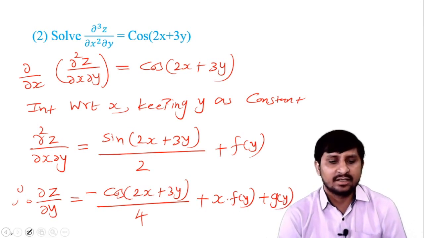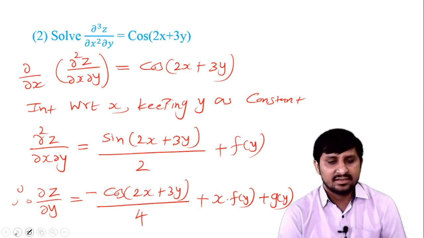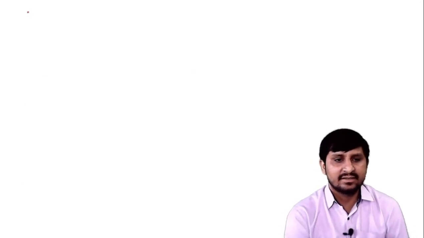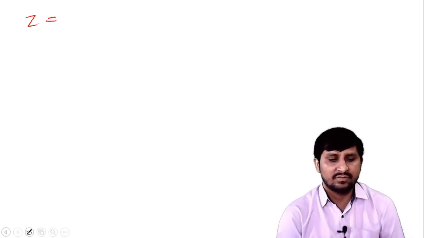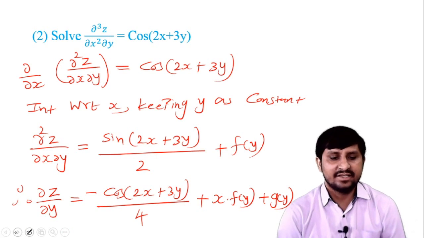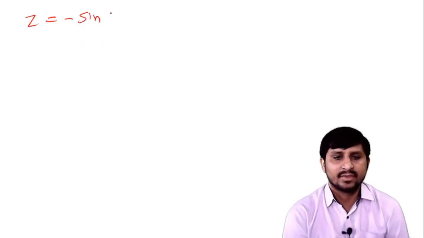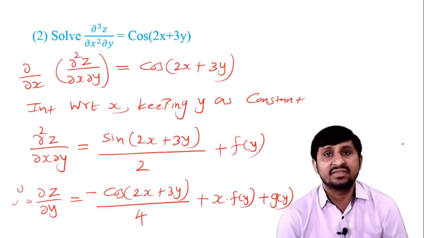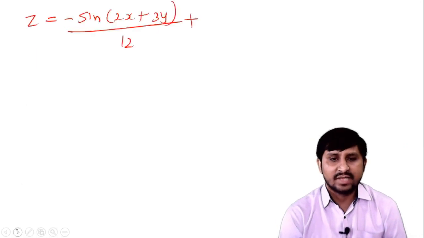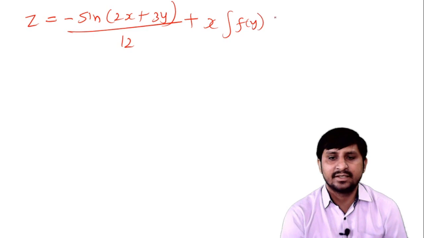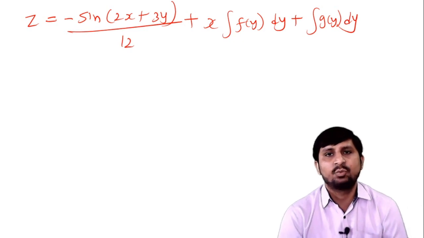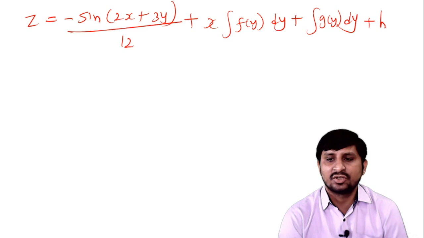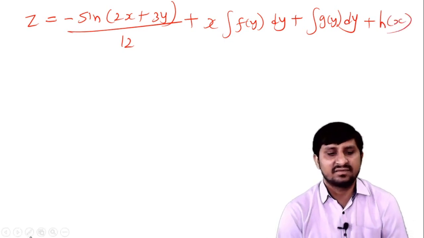And now next is integration with respect to y. So z is equal to the integration of minus cos, so that is minus sin(2x + 3y), in the denominator we now have 12, plus on the left-hand side, x times f(y). Now integrating with respect to y, x is a constant, so x stays as it is: integration of f(y) dy plus integration of g(y) dy. Because we are integrating with respect to y and x is a constant, you can add some function of x, called h(x). So this is my final answer for this example.